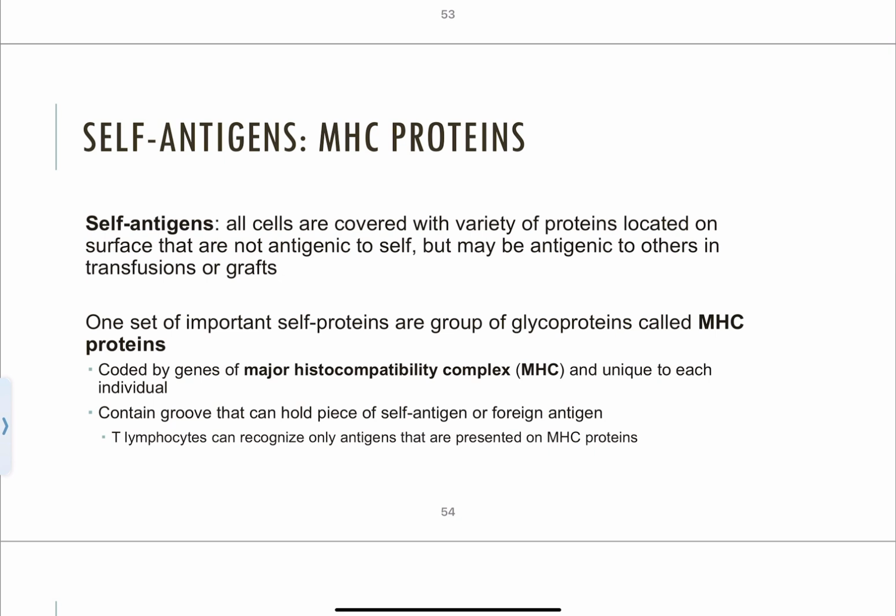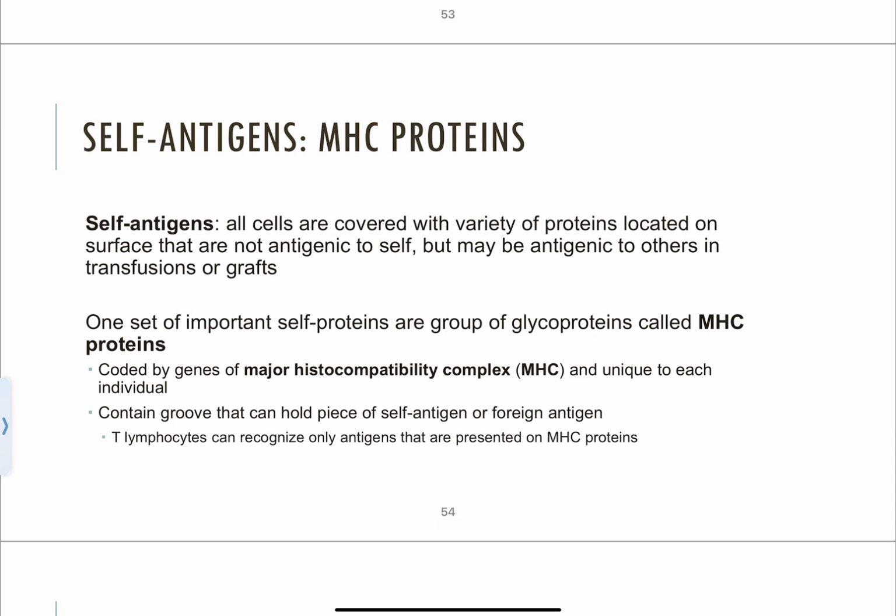So let's talk about self-antigens. Again, we're talking about things that allow our immune cells to recognize that, hey, it's our cell. Don't mark it for destruction. Don't mark it as foreign, because we are displaying what we call self-antigens, assuming that our immune system is properly programmed. So your self-antigens are not foreign or antigenic to you, but to somebody else, they would strongly be antigenic. This is why a lot of times there are rejections during transfusions as well as grafts.